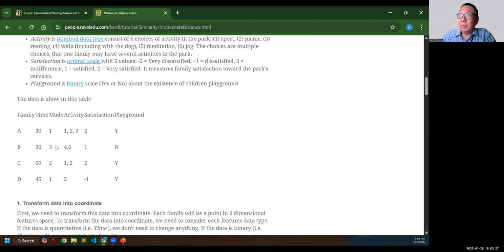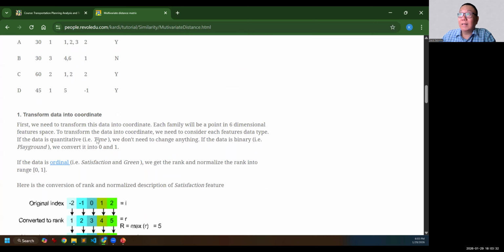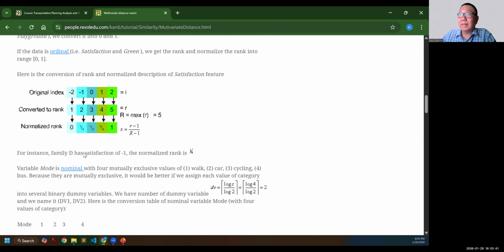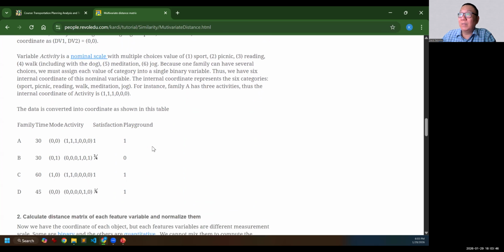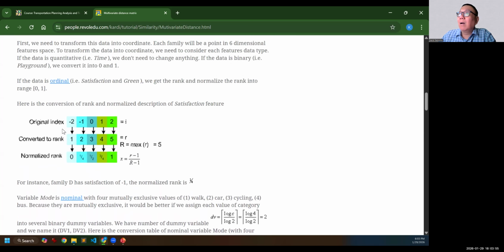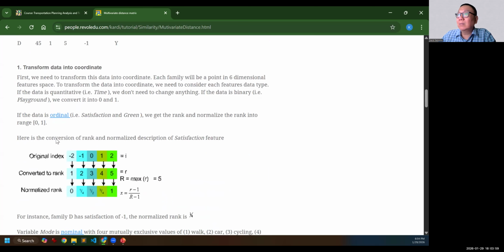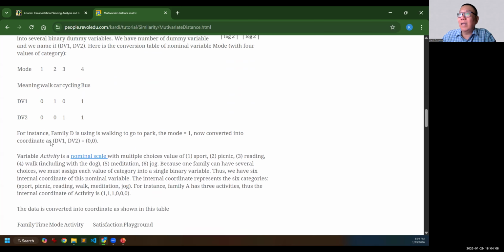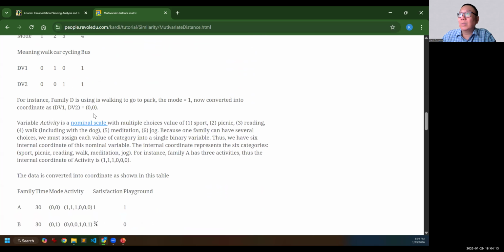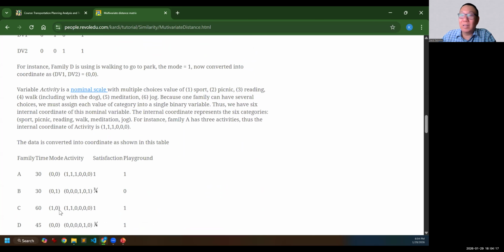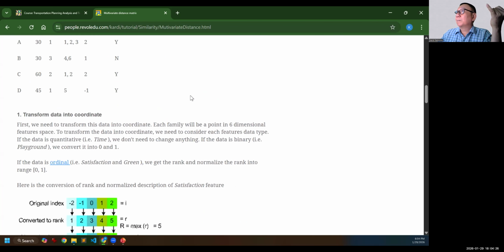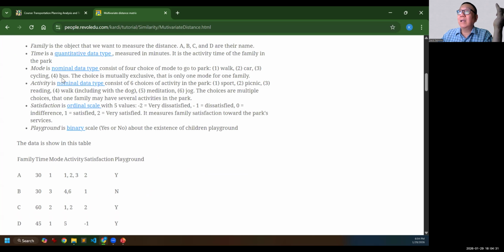What you will do is transform this data into coordinates. If they are nominal or ordinal, you put them into different coordinates. Once you have the coordinates, you will have this new data type based on the data type you have. For example, this is mode. Mode is nominal. In this case, I have walking, car, cycling, and bus. So I use dummy variables 1 and 2. I will have coordinates of 0 and 0, 0 and 1, 1 and 0, like that. This represents walk, car, cycling, and bus.